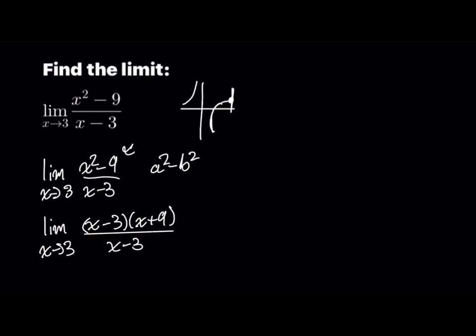And look here, what do we have? We have x minus 3 and x minus 3. We can cancel those two out and leave ourselves with the limit. This limit here is equal, because this is all equivalent, to x plus 3. Sorry, I miswrote 9 here. It's supposed to be an x plus 3.